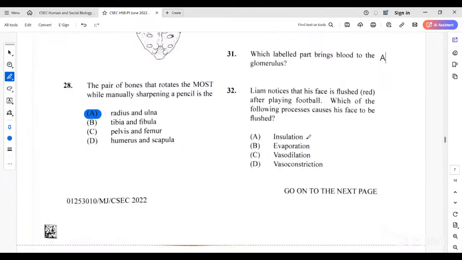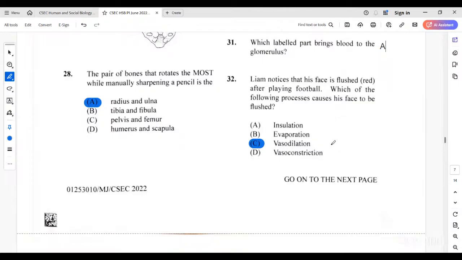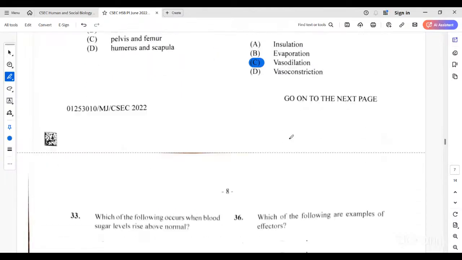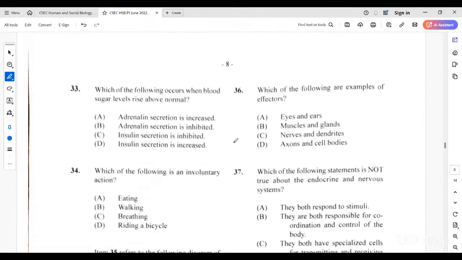And that's why we could say with confidence that question 32 is about vasodilation, where blood is coming to the surface of Liam's skin because he's feeling warm. Remember, he's playing football, so he's doing activity. So bringing blood closer to the surface of your skin helps with the loss of heat. So C is the answer for 32.